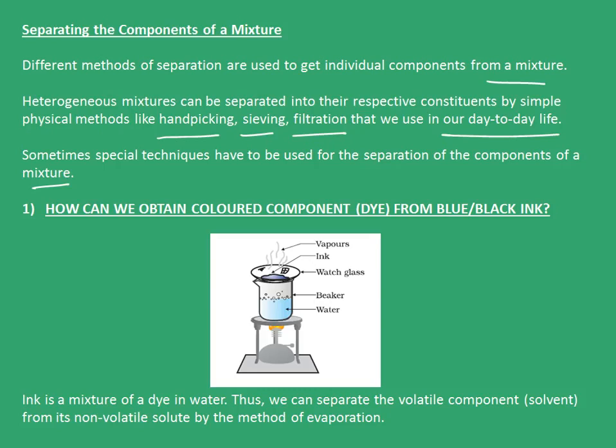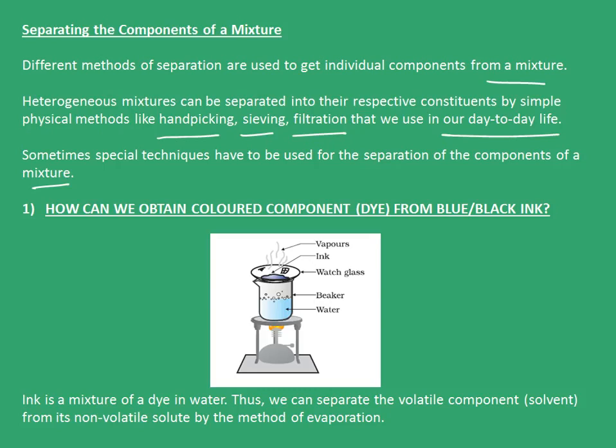So the first one is, how can we obtain the colored component, that is dye, from blue or black ink? Ink is a mixture of dye in water. Thus, we can separate the volatile component, the solvent, from its non-volatile solute by the method of evaporation.